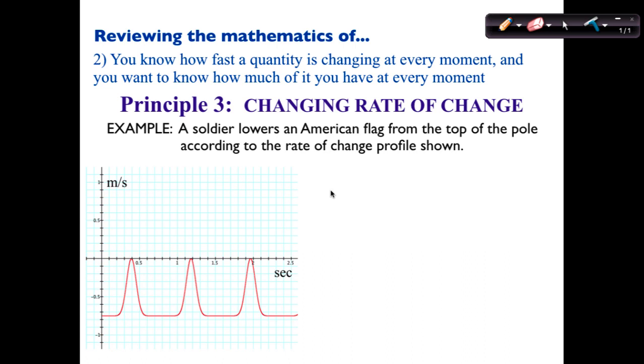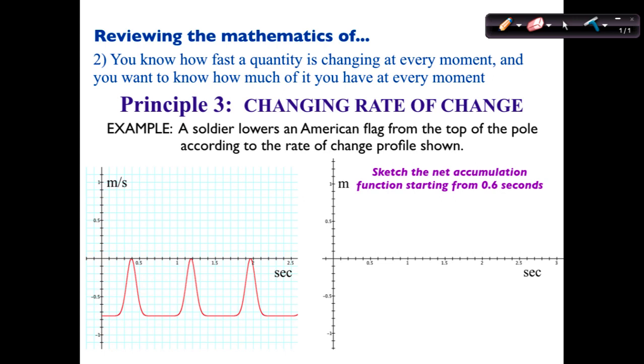So what I want you to do on your worksheet, on the page that does not have the table, the first page, so one side has a table on it, flip it over from the table. The first thing you're going to do is sketch, just a rough sketch. Don't do any calculations. Just think about it and make a rough sketch of what the new net accumulation function would be starting from 0.6 seconds still for this rate of change graph. So how would that change the net accumulation function? You could discuss, think about it, make a sketch.